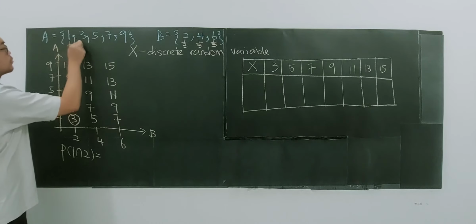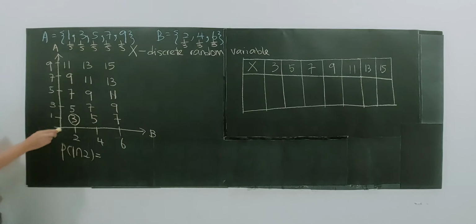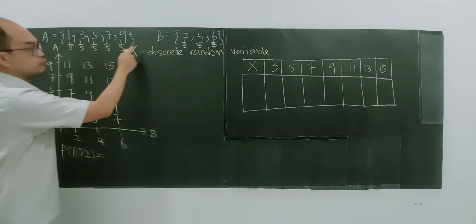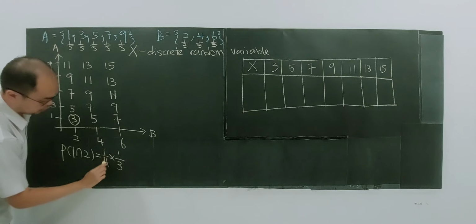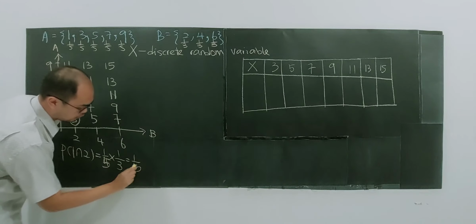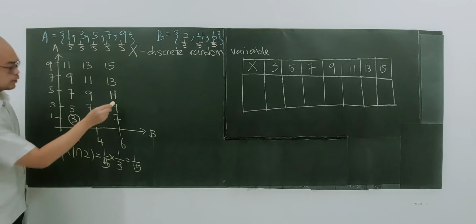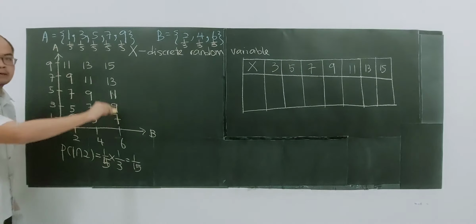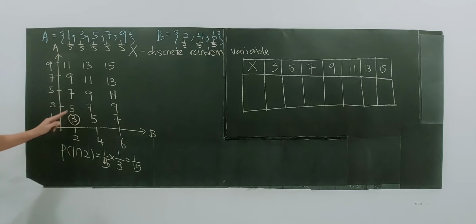So this will be 1 over 5, right? Each of them will be 1 over 5. So each of these represents the probability of 1 over 5 times 1 over 3, which is 1 over 15. If you count, 3 times 5, you have 15 outcomes here, right? So it will be 1 over 15 for each. So 3 is 1 over 15.